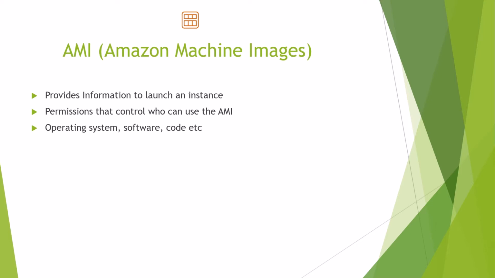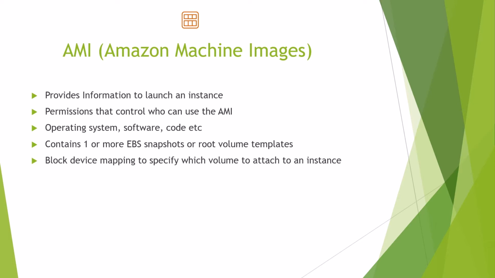So basically they contain the operating systems, softwares and all that are required for an instance, and they contain one or more EBS snapshots or root volume templates. So any AMI you create is going to be backed by an EBS snapshot, and it will also have a block device mapping, which basically specifies which volume to attach to the instance when you create the instance from that AMI.